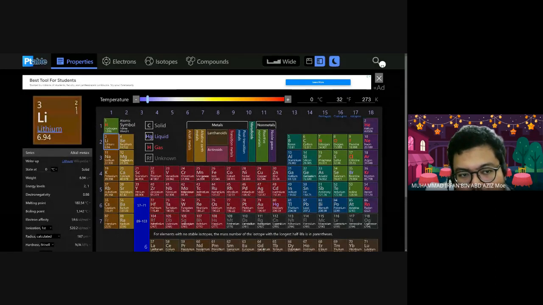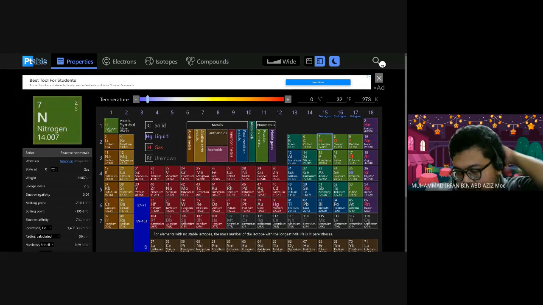Lithium: which is easier, gaining 7 more electrons or losing 1 electron? It is easier to lose 1 electron rather than gaining 7 more electrons. Same as beryllium. It is easier to lose 2 electrons than gaining 5 more electrons.